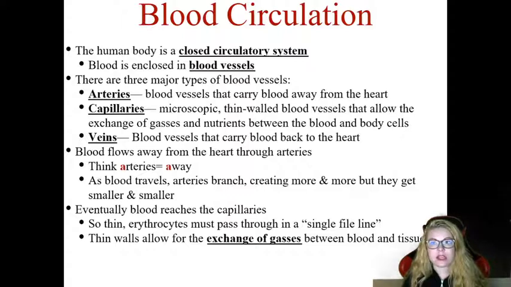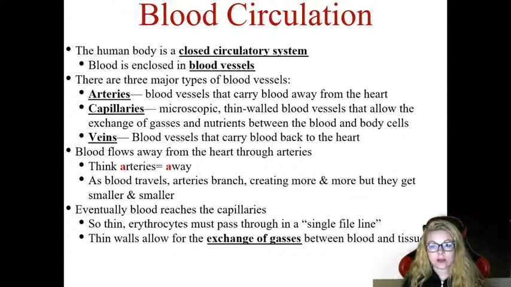Arteries are blood vessels that carry blood away from the heart. Capillaries are microscopic, thin-walled blood vessels that allow the exchange of gases and nutrients between the blood and body cells. And veins are the large blood vessels that carry blood back to the heart. And so blood will flow from the heart through the arteries. I like to think of it as arteries beginning with an A equals away. So that's how I keep it straight. Arteries away, blood away from the heart. Veins do the opposite, and they bring it back to the heart.